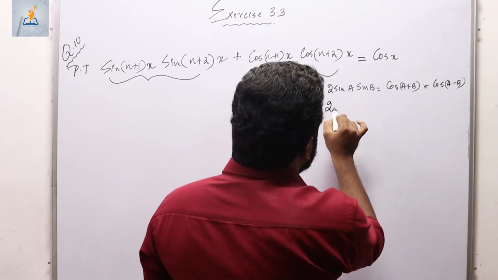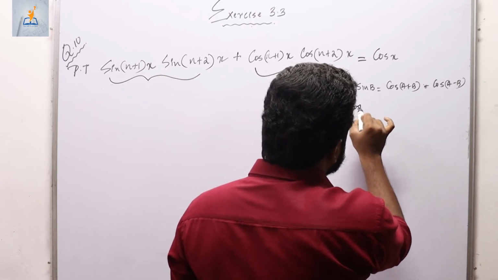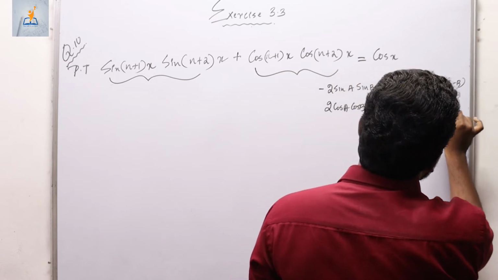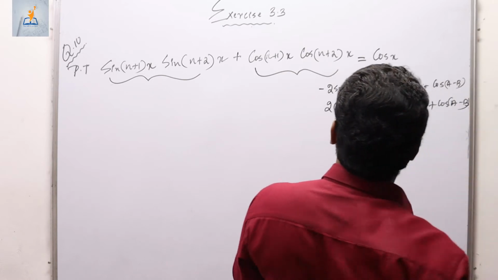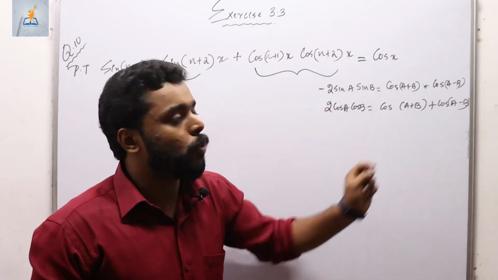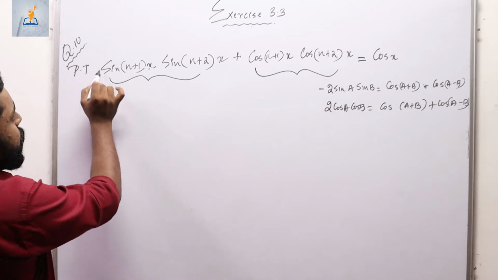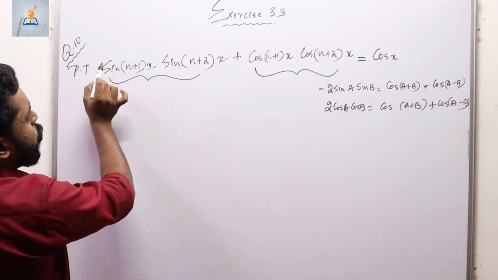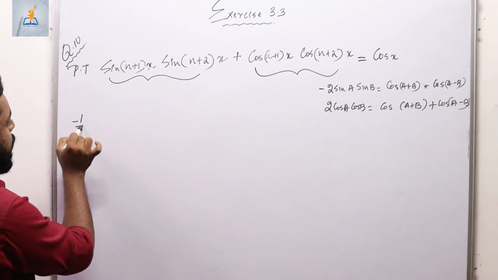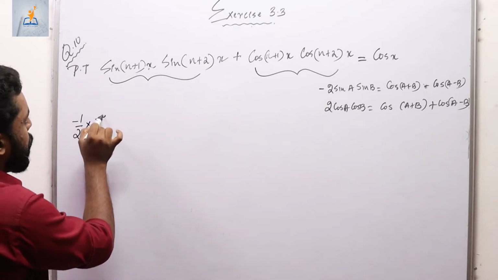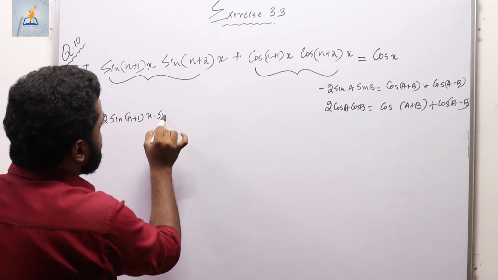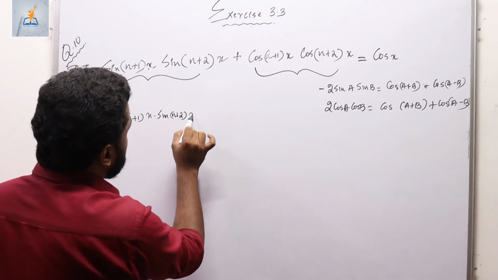Also we know that 2 cos A cos B is equal to cos(A+B) plus cos(A−B). So if we convert these terms into this form, then we can easily apply these formulas, isn't it? Let us check. First I am going to multiply the numerator and denominator of this term by −2. So it will become −1/2 into −2 sin(n+1)x sin(n+2)x.